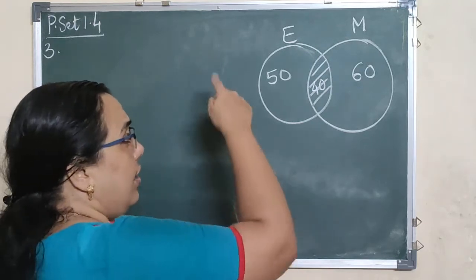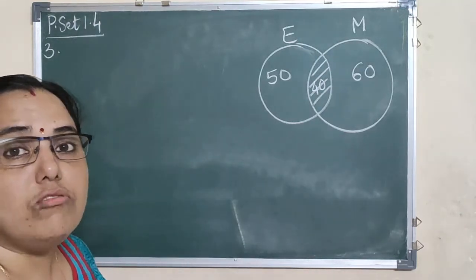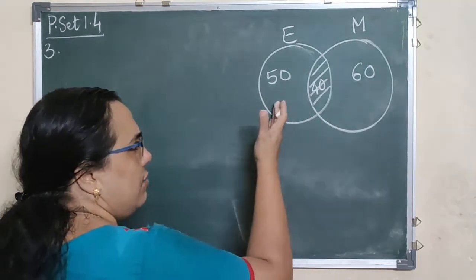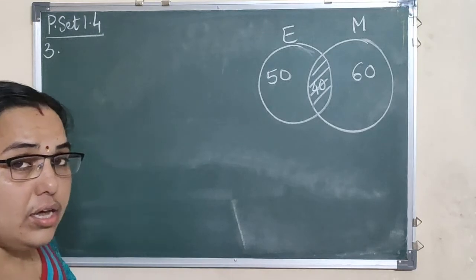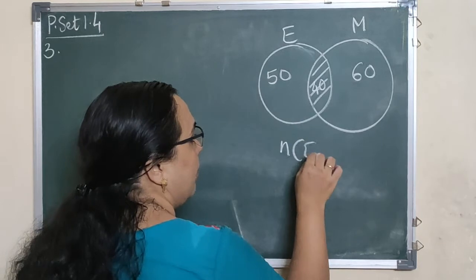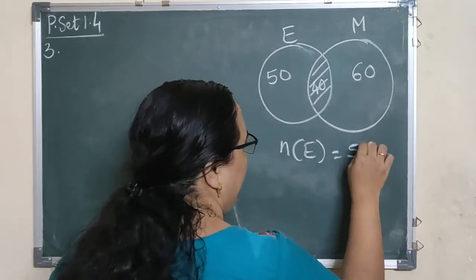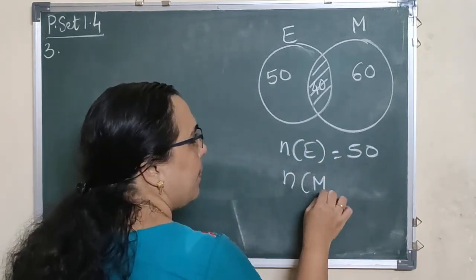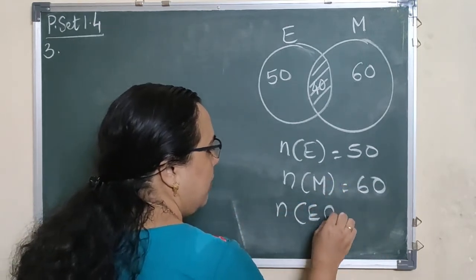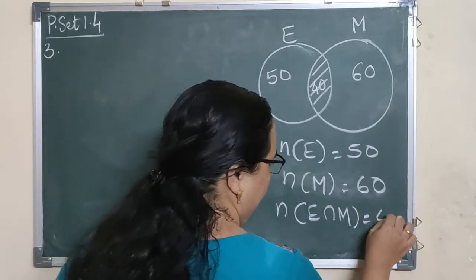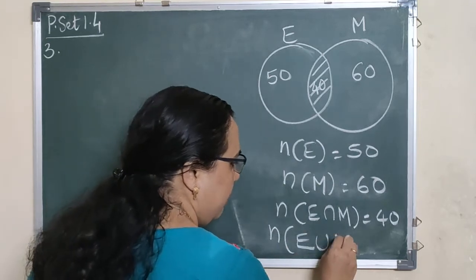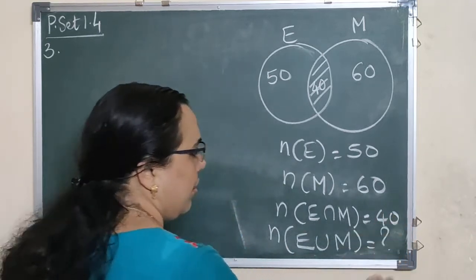That means I need not have a universal set because there is nothing outside it. Find the number of students who have passed in at least one. In short, what am I supposed to find? You know what n of E is here. What is n of E? 50. What is n of M? 60. What is n of E intersection M? Correct. What we are supposed to find is this.